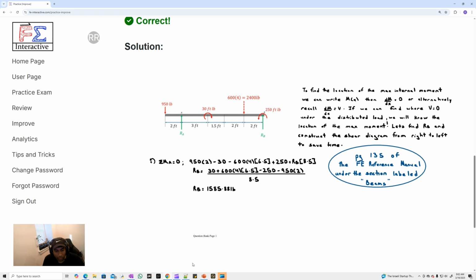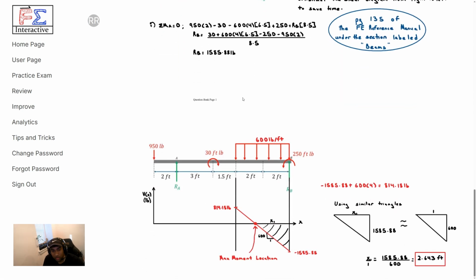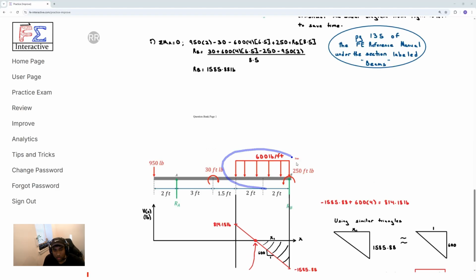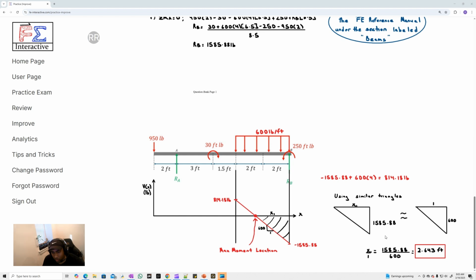But then we saw that the derivative of the moment with respect to x was essentially equal to the shear. So what we said we're going to do is construct the shear diagram for just this right portion underneath the distributed load. You could see that we constructed the shear diagram here. And we said that the amount that this is decreasing is equal to the magnitude of that distributed load, 600 pounds per foot, which gives the slope of this line. Using the slope of that line, as well as the smaller triangle here, we're looking for that distance x1. Solving for that distance x1 by similar triangles, we found that it's 2.643 feet.